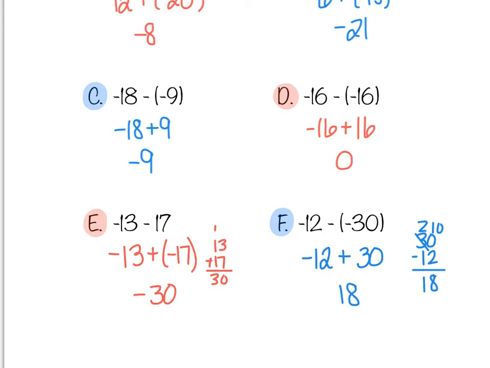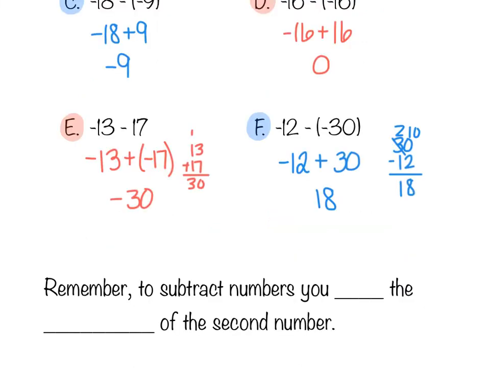So that's how we subtract integers, and we're going to do these exact same rules with our rational numbers, our fractions and decimals. We just have to add more to it. With fractions, we find common denominators, and with decimals, we line up the decimal points. So remember, to subtract numbers, you are adding the opposite of the second number, and just the second number. We never change the first number.